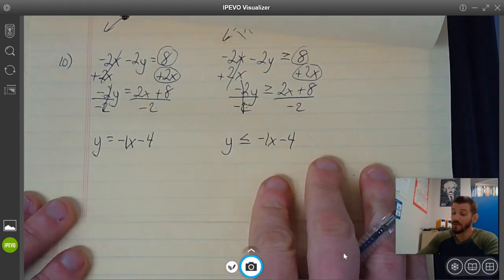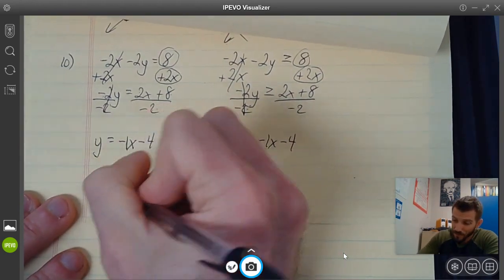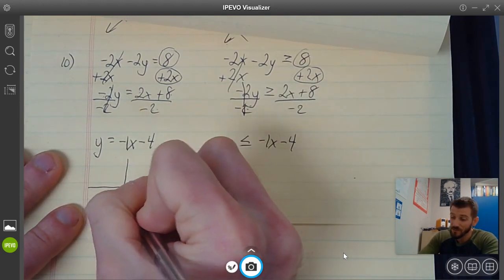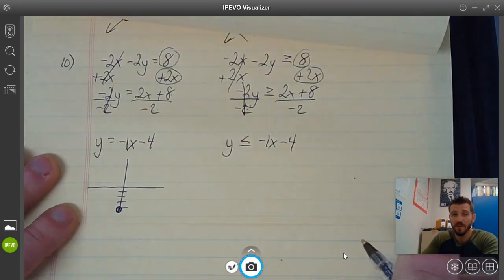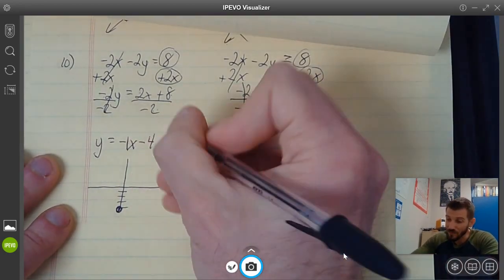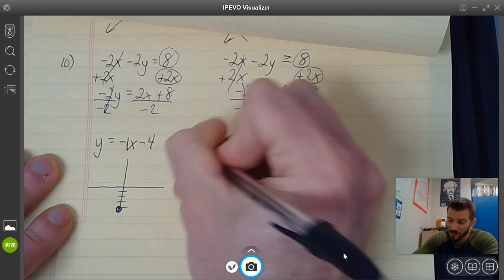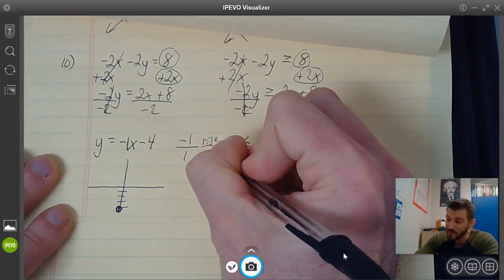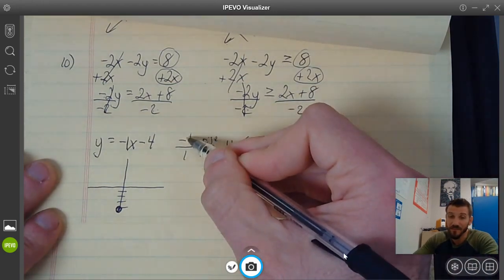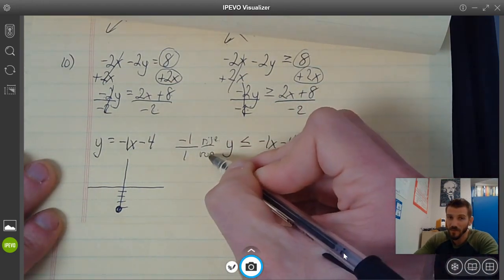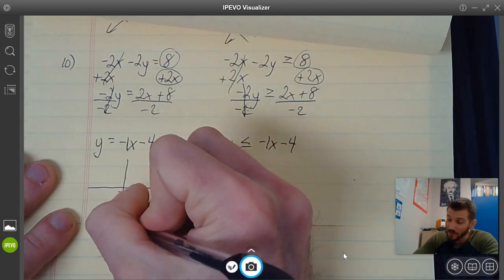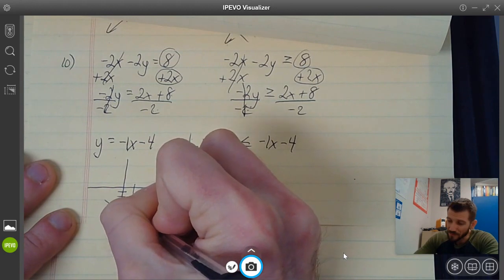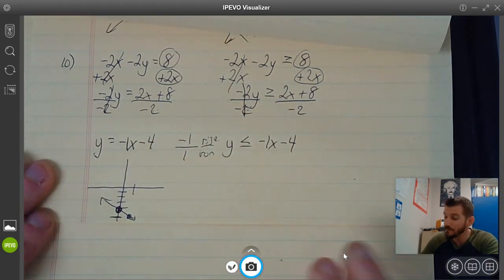So when we graph it, first point is at -4. 1, 2, 3, 4. A -1 as a fraction would be -1/1. So remember, that's rise over run. So I'm rising -1, meaning down 1, right 1. I need to go down 1, right 1. And there's my line. Had to make it tiny.